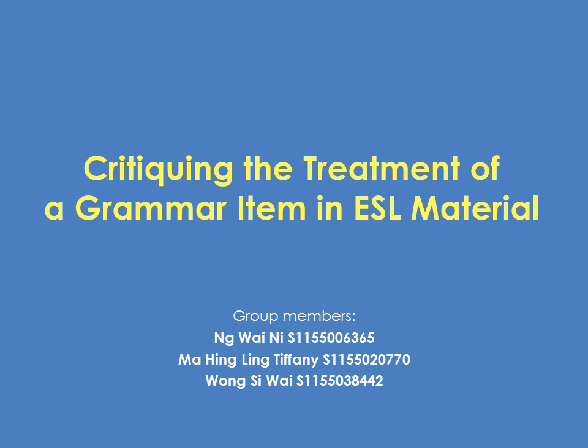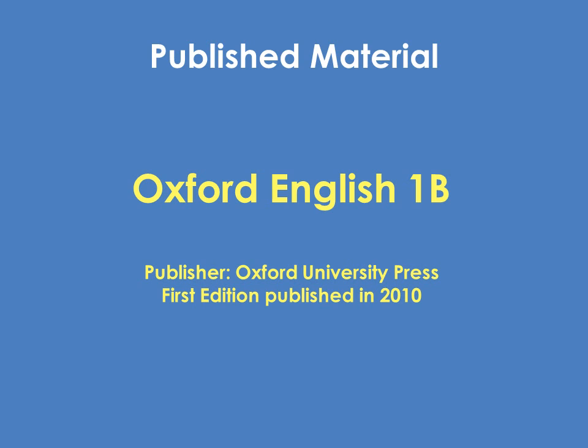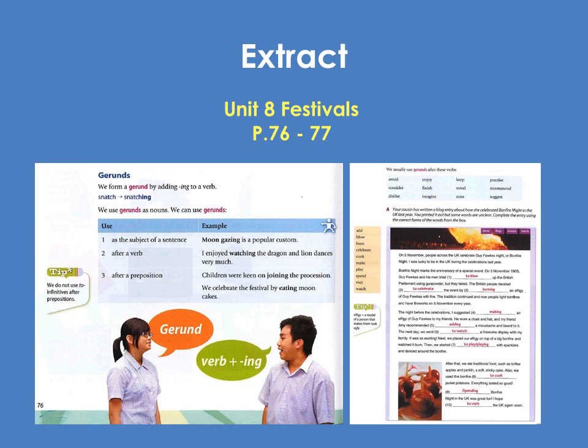In this presentation, we are going to critique the treatment of a grammar item presented in an ESL material. We are Bernice, Tiffany, and Alison. The grammar item we are going to explore is gerunds. And the material we used is from Oxford English Book 1B, published by Oxford University Press. The grammar item, gerunds, is extracted from Unit 8 Festivals.